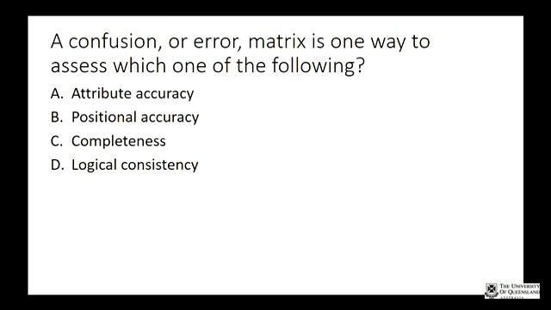So a confusion or error matrix is one way to assess which one of the following: attribute accuracy, positional accuracy, completeness, or logical consistency. What's that a way of characterizing error for? Which type of error, given that no spatial data set is 100% accurate?